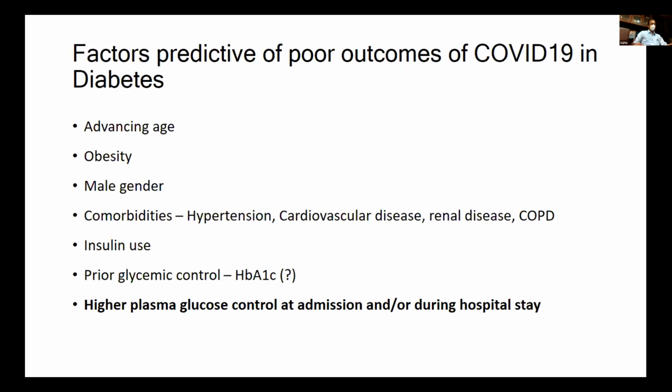Only 2 modifiable factors are hypertension and A1C. So how can we target them? It is only targeted for those patients who do not have COVID.